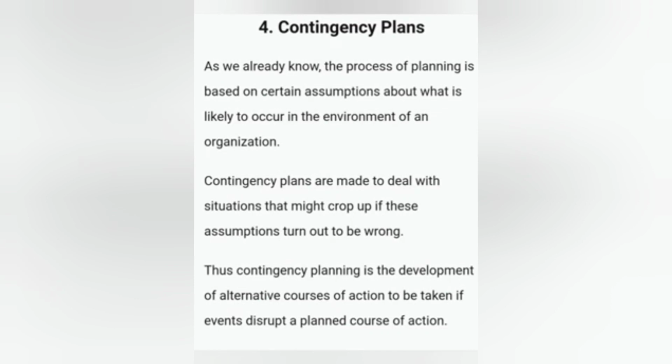Lastly we have contingency plans. The process of planning is based on certain assumptions about what is likely to occur in the environment. Contingency plans are made to deal with situations that might crop up if these assumptions turn out to be wrong. So it is an alternative course of action to be taken. If what we are predicting about the environment does not happen, due to some uncertainties, then the action to be taken comes under the contingency plan.